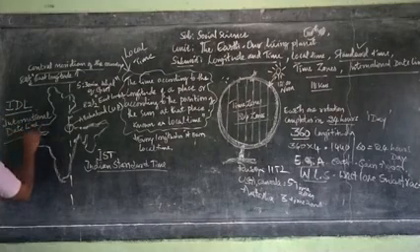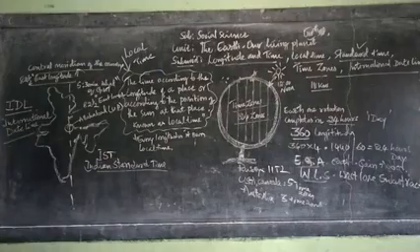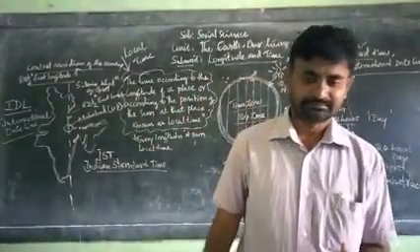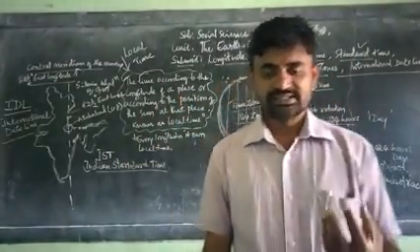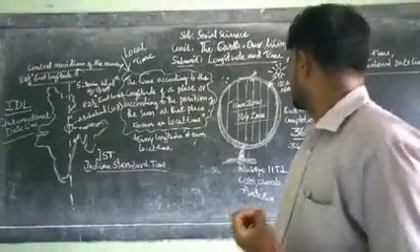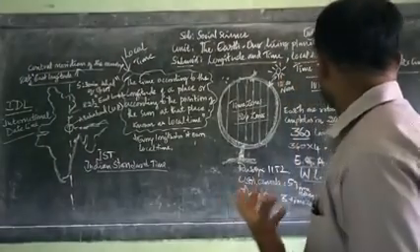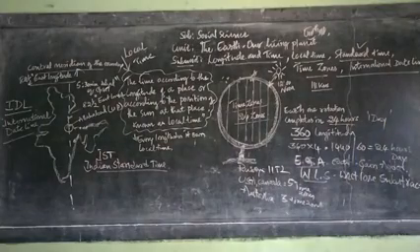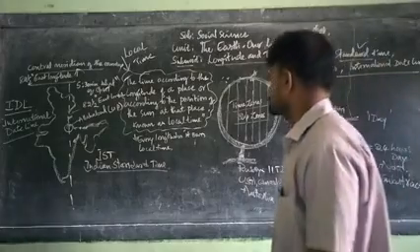Dear students, these are all the several aspects of latitude and time. This is what we call time zones, local time, standard time and the international date line. All those things you have learned in today's class.